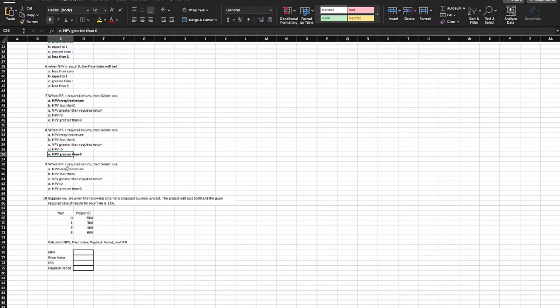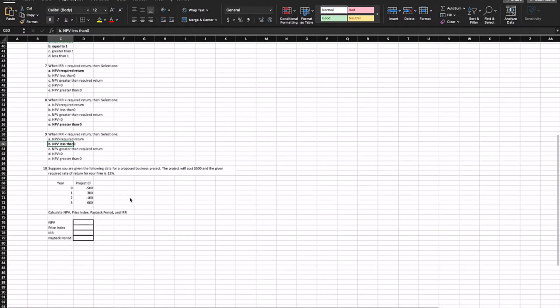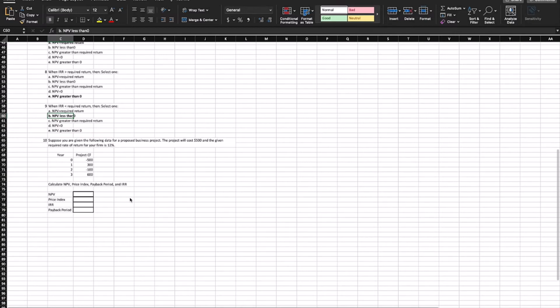And then for number 9, if IRR is less than the rate of return, we would expect an NPV less than 0 because we're spending more and we're not getting the return that we require. All right, so number 10, we are going to be working on how to calculate NPV, the profitability index, as well as IRR and payback period.